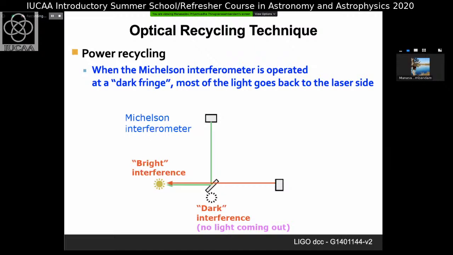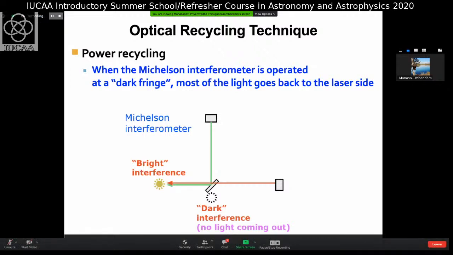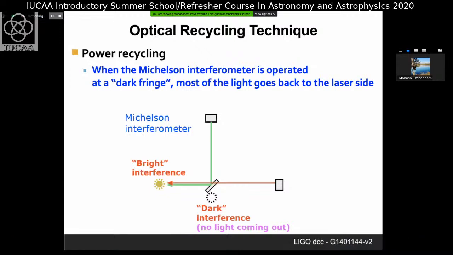As you increase the laser power, you do better in terms of shot noise levels. But you can only increase the laser power so much because of the laser technology that we've been using.